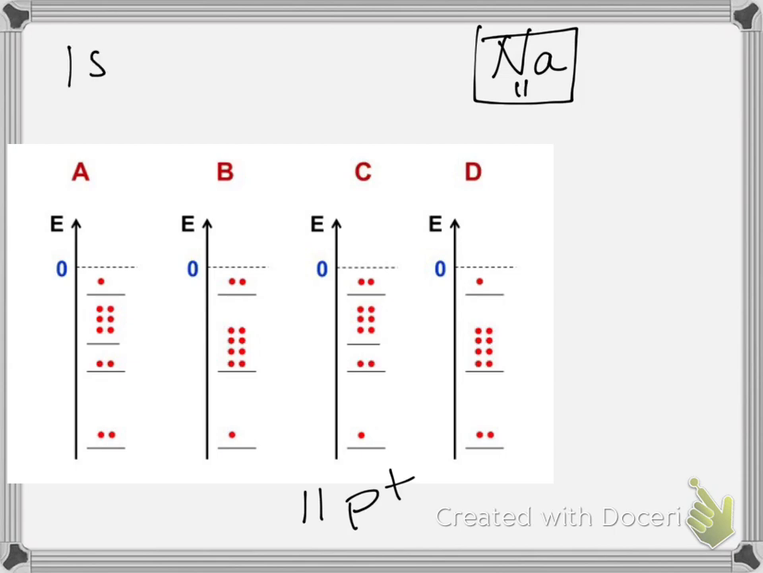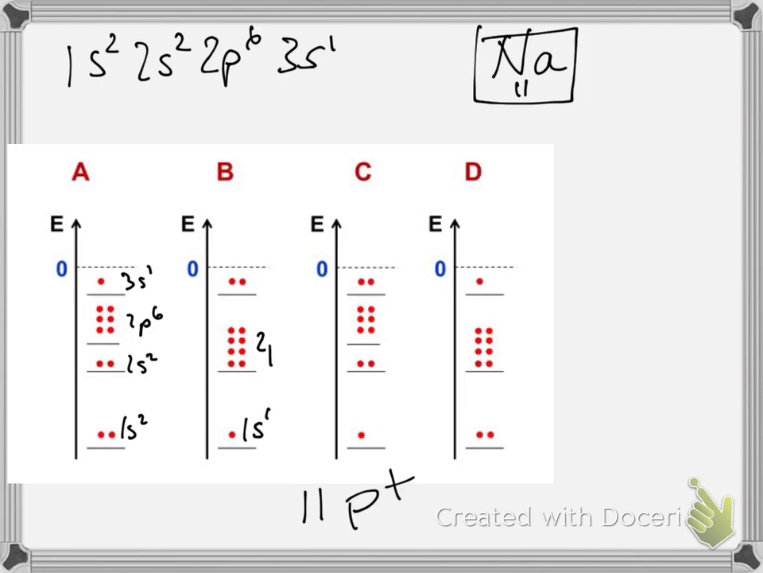So let's take a look at some of these orbits here. We know sodium is 1s2, 2s2, 2p6, 3s1. Looking at A, it is 1s2, 2s2, 2p6, 3s1, so A is looking good. What about B? 1s2, 2p8, and then 3s2, so B is definitely wrong.